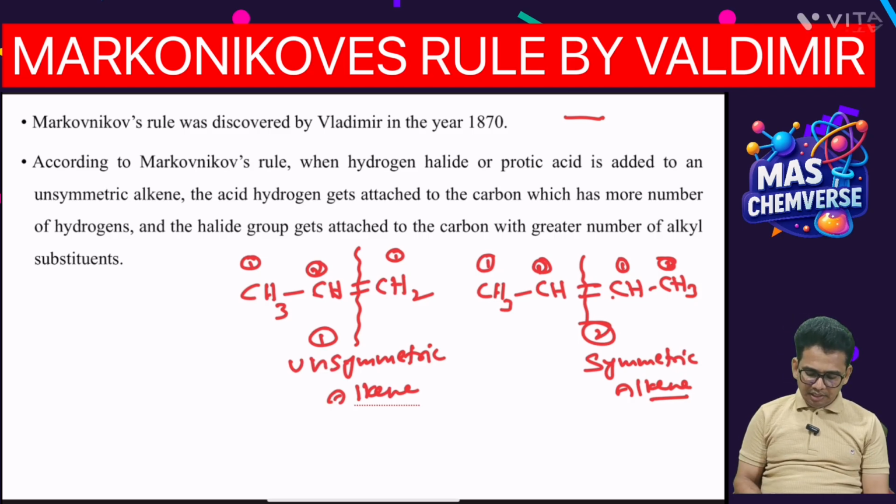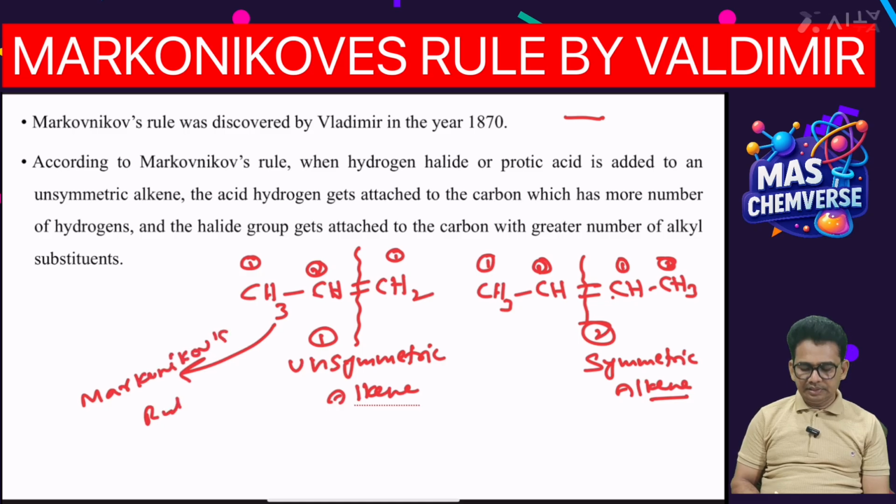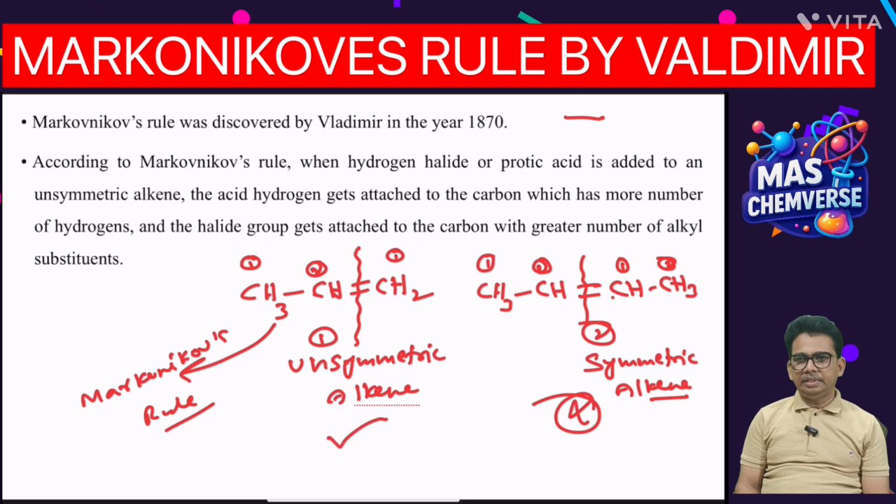But Markovnikov's rule is only helpful for unsymmetric alkenes. Which rule? Markovnikov's rule. It is applicable only for unsymmetric alkenes, not for symmetric alkenes. For symmetric alkenes it is not helpful. I hope you understood this much.